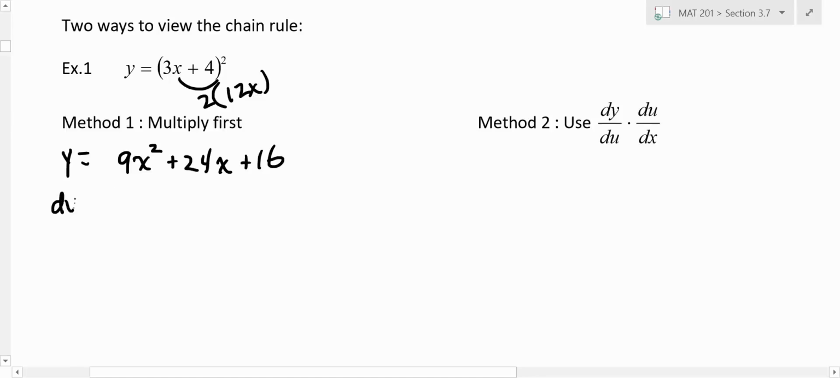All right. Well, what's dy over dx? What's the derivative? 18x plus 24, right? All right, so that's your derivative.